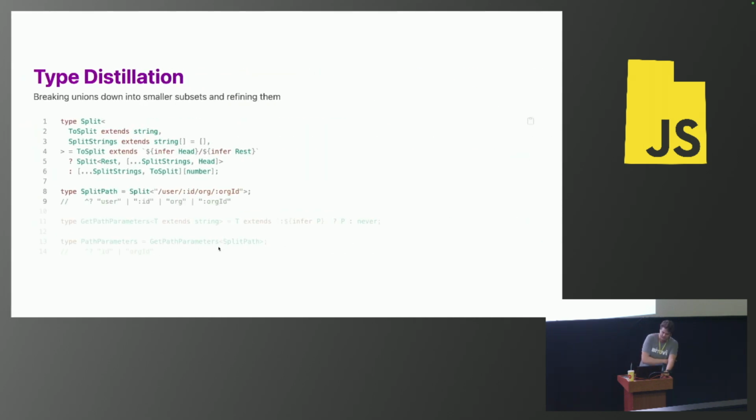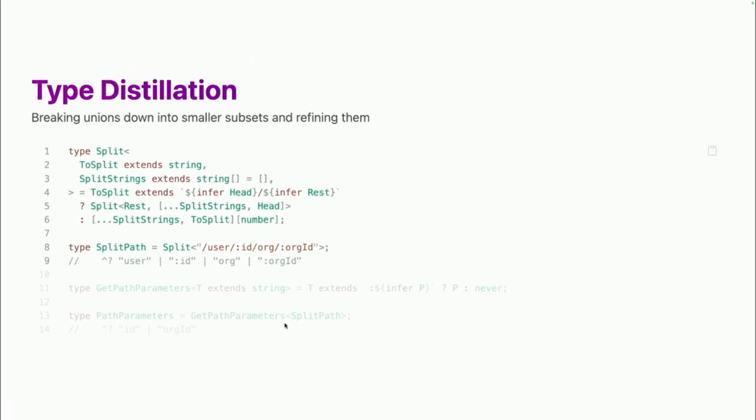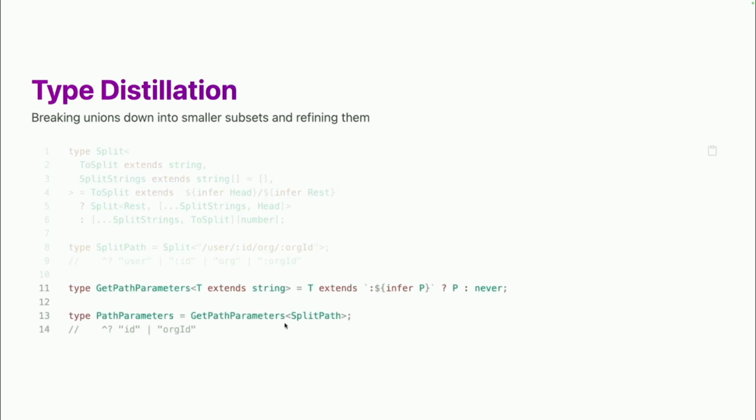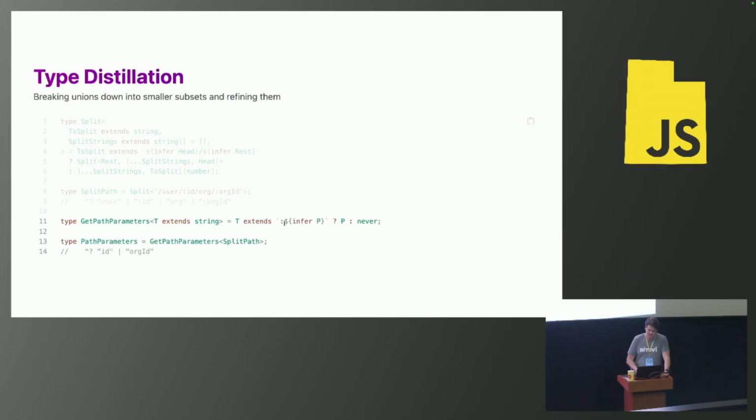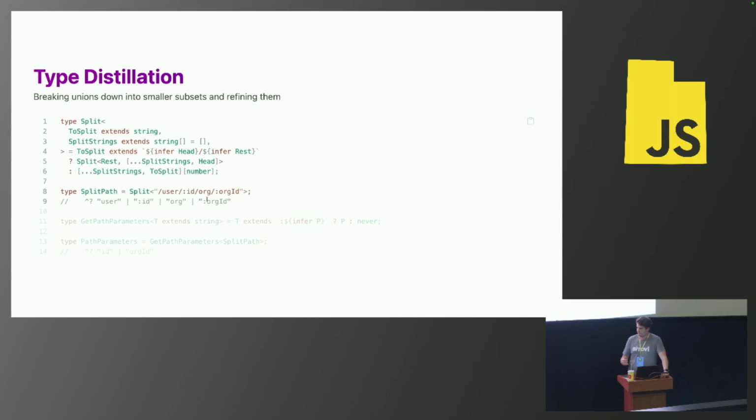Cool. On top of that, there's also type distillation, which is essentially breaking unions down into smaller subsets and refining them. So sticking with our split path example, let's say we wanted to only grab the path parameters out of that union. We can use conditional types and infer to go ahead and do this just by checking if T extends colon, which is just saying, does the string start with a colon? If it does, infer the parameters, and let me refer to it as P, and spit out P, otherwise never. If we were to do this and pass in the split path we just had, we would get id and org out, because id and org are the only ones that start with a colon.